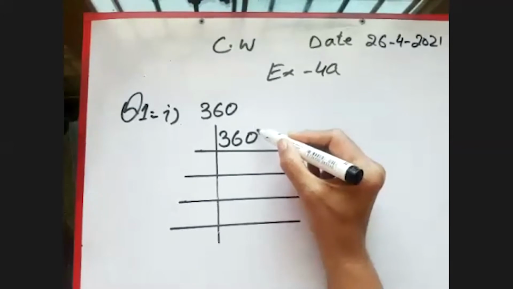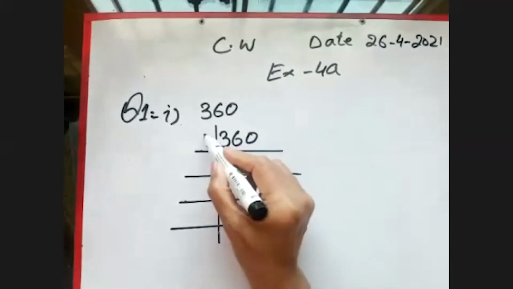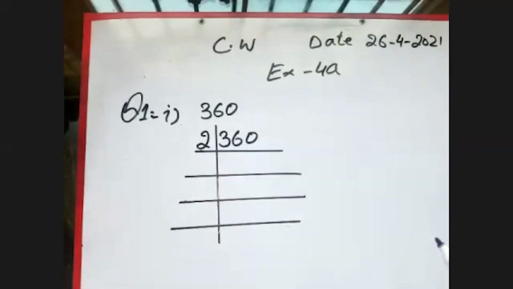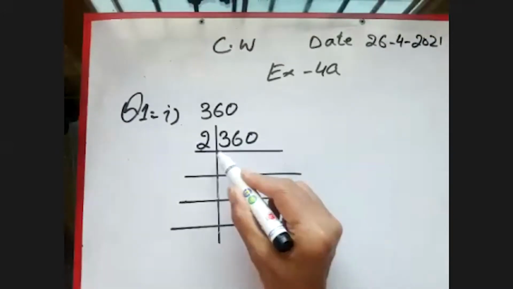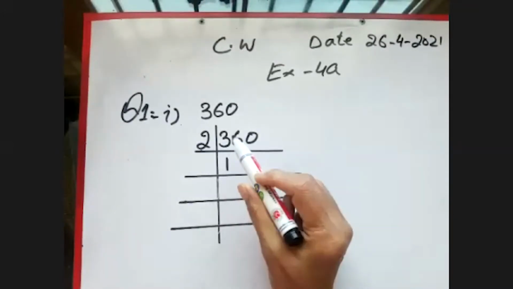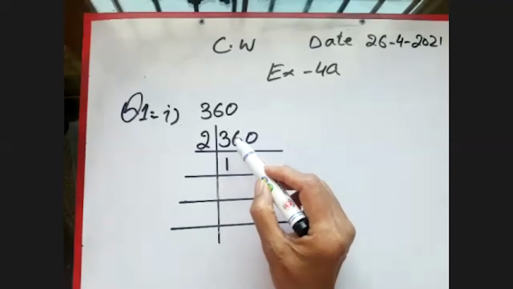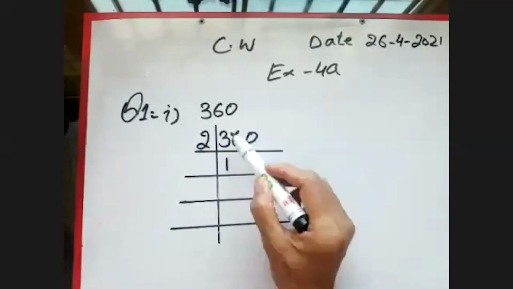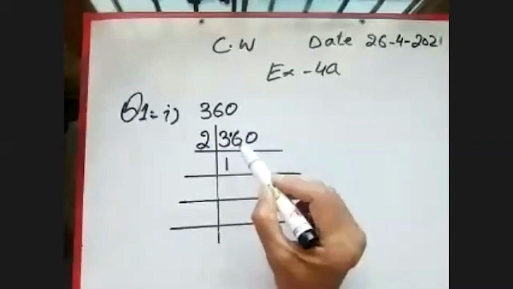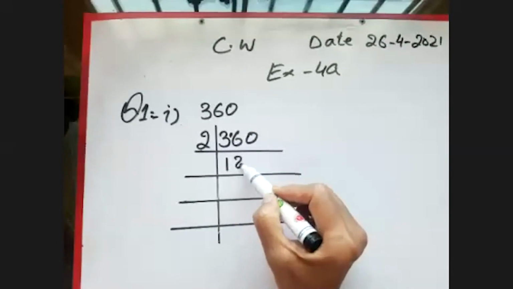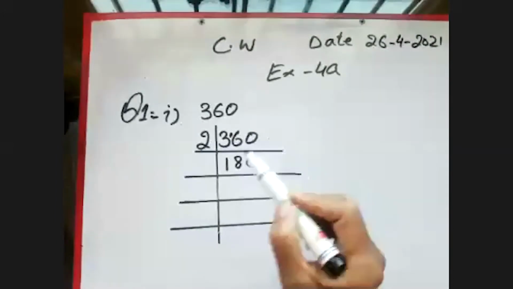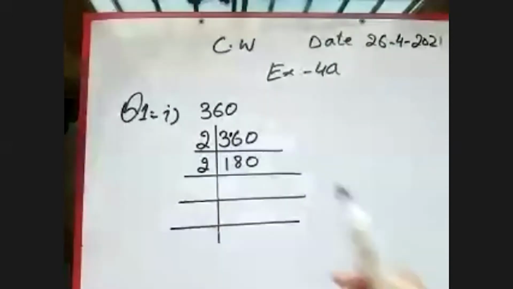Look at the unit space. There is a 0, so it is divisible by 2. Take 2 as your divisor. 2 1s are 2. From 3, you subtract 2 and are left with 1. So make it 16 instead of 6. 2 8s are 16 and 0. Then 0 in the unit space. Do the division with 2 again.